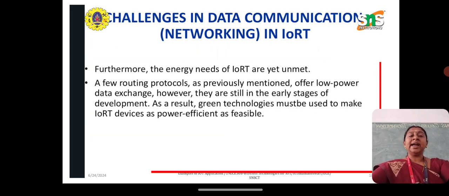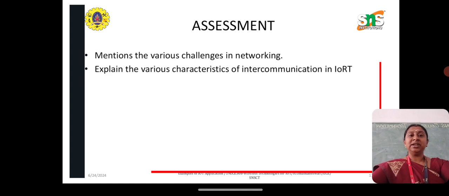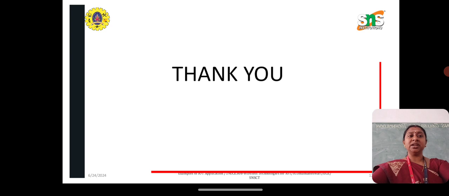Then furthermore, the energy needs of IoT are yet unmet. A few routing protocols, as previously mentioned, offer low power data exchange. However, they are still in the early stages of development. As a result, green technologies must be used to make IoT devices as power efficient as feasible. We have seen the various challenges in networking, and we have also explained the characteristics of intercommunication in IoT.